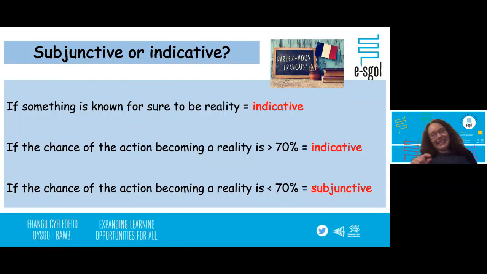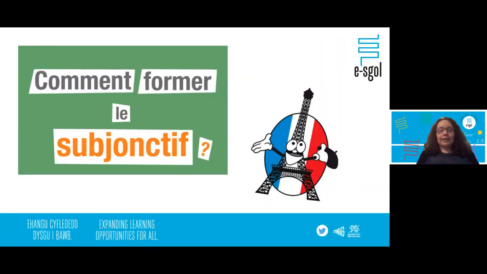Another really basic way of looking at it is if something is known for sure to be a reality, it's definite, you would use the indicative. If the chance of the action becoming reality is more than 70%, indicative, but if it's less than 70%, if there's an element of doubt, subjunctive, but that is a very basic way of looking at it. So that's when. So the next big question is, comment former le subjonctif?